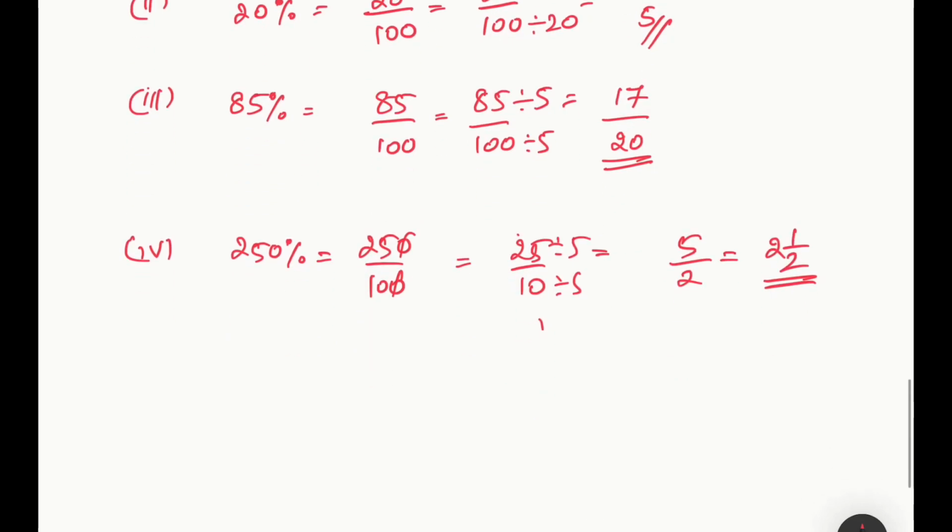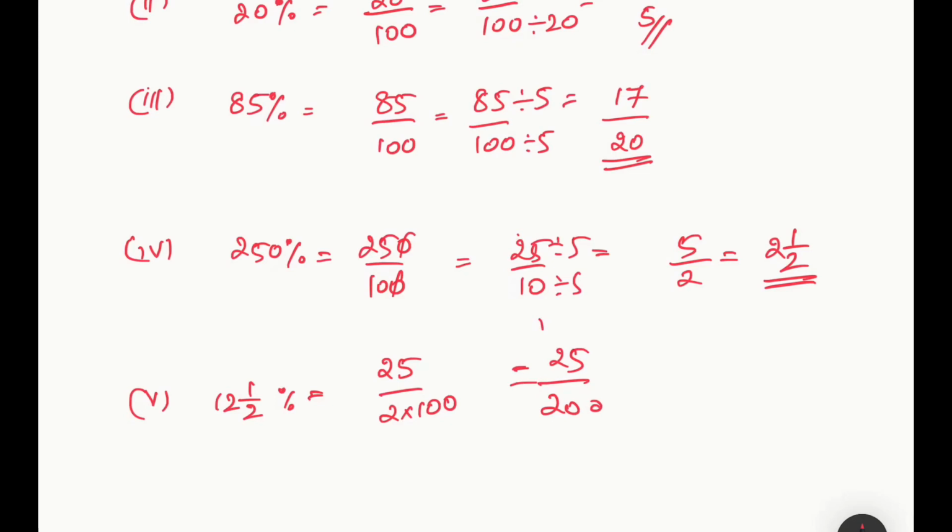Okay. Now coming to the next one. 12 1 by 2 percentage. 12 1 by 2 can be 12 2s are 24, 24 plus 1 is 25 by 2, into 100 here. Okay. So 25 by 200 I get. Correct. So divide by 5, divide by 5. So I get it as 5 by 40. Again can I cancel? Yeah. Divide by 5 and divide by 5, I'll get it as 1 by 8. Hope it's clear to you all.